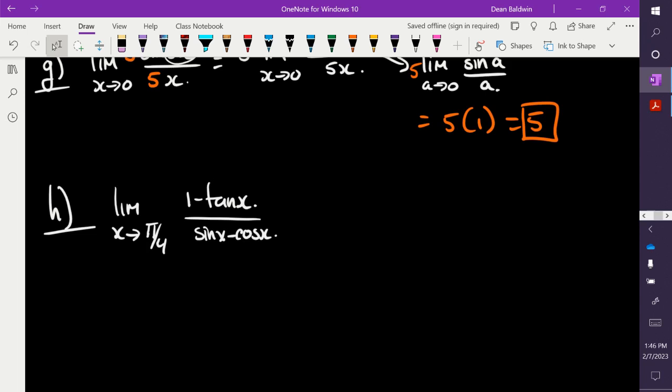Okay, what's cosine of 45? 1 over root 2. It's the same thing. So you get 1 over root 2 minus 1 over root 2, which is going to be 0. So you can't sub it in. So what do you do? Get rid of tan. Write tan as sine over cos.